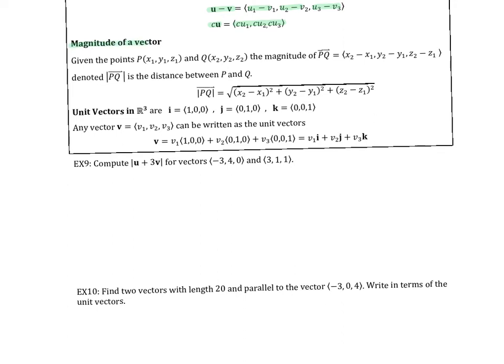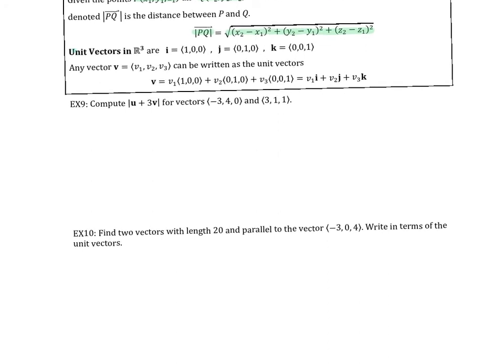So magnitude is length. If you have a vector with tail at P and head at Q, and we write it as PQ, then the components are found by subtracting the x's, the y's, and the z's, in the order of head minus tail. And the magnitude is still the same notation that we have in two-dimensional space, and in fact it's the same distance formula. We just have a z component.